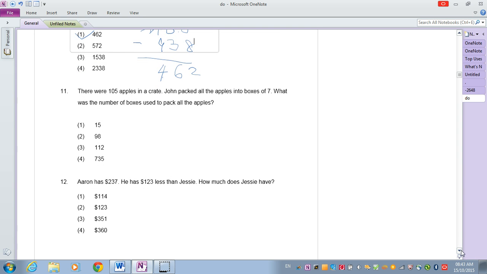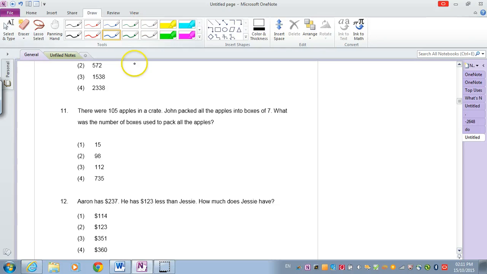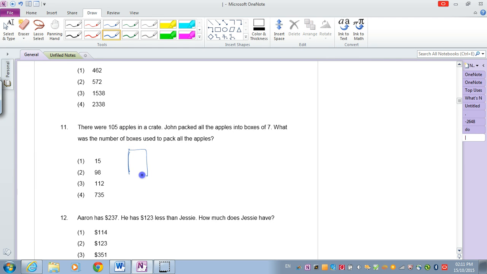Now there were 105 apples in a crate. John packed all the apples into boxes of 7. What was the number of boxes used to pack all the apples? Okay, now box. Alright, in one box there are 7 apples. So how many boxes of apples do you have?